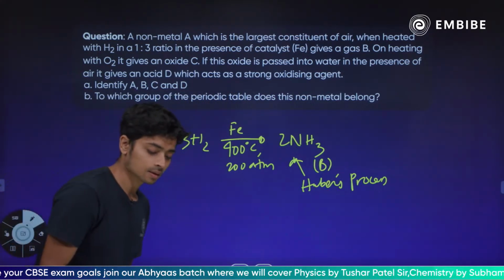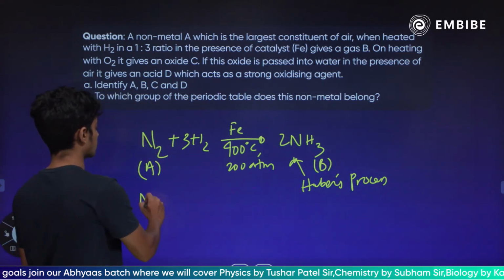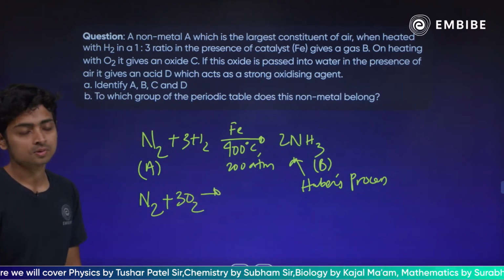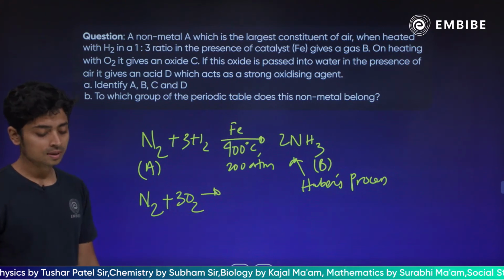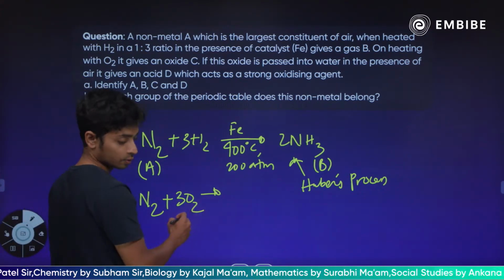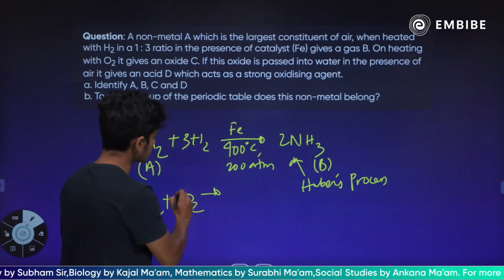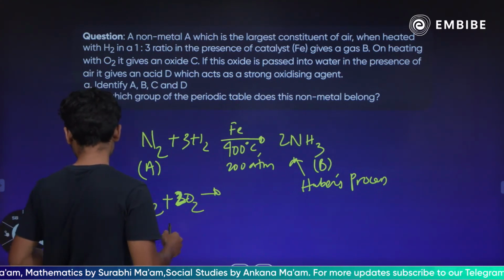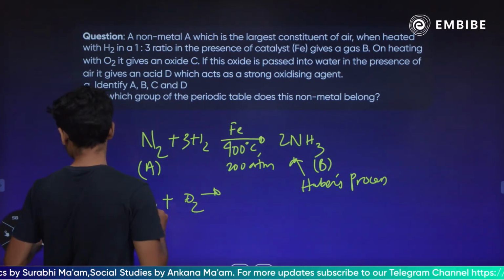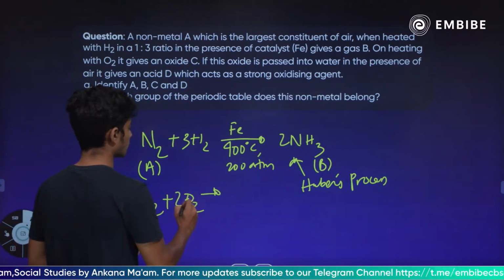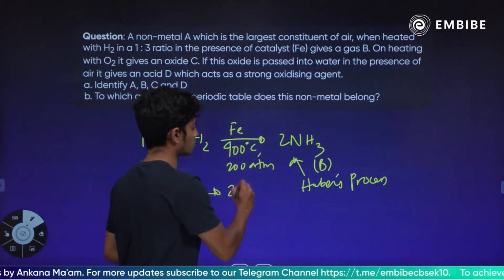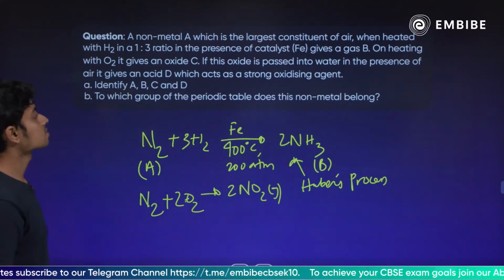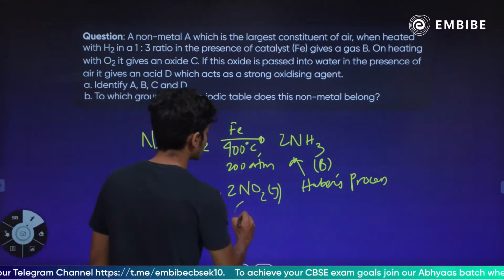Next, if nitrogen reacts with oxygen, this is again the oxide which is in your course. It can form different oxides, but this one is in your course. So nitrogen plus oxygen, N2 plus 2O2, gives me NO2 gas, 2NO2. This is my oxide C, nitrogen dioxide.